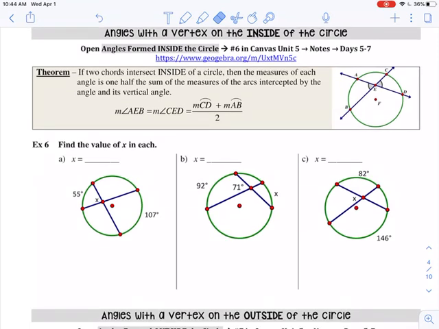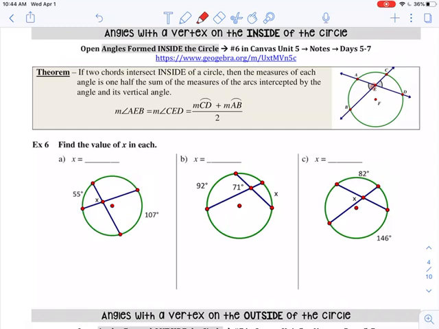All right, what we're looking at: if two chords intersect inside of a circle, so the intersection is inside. You can tell, too, this kind of makes a plus sign, so that's something to remember: when the vertex is inside, we're going to add. So the relationship is this.